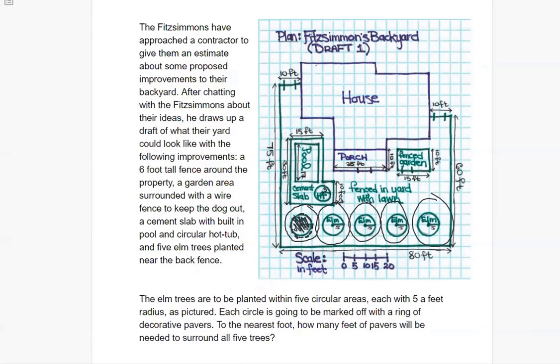I'm just going to go around the outside of the circles, meaning that I'm looking for the circumference of my circles. I'm going to put the bricks around. I'm looking for the circumference of my circle.